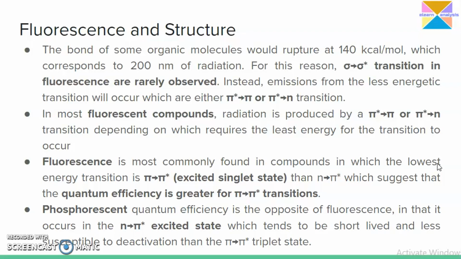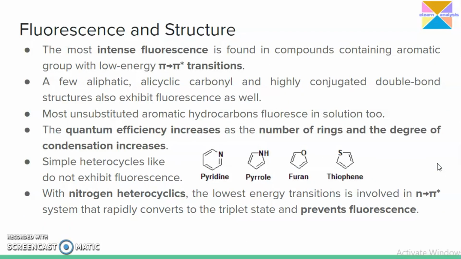So this is where the fluorescence is happening in the molecules which have pi to pi star transitions, and phosphorescence is happening in the molecule which shows n to pi star transitions. The most intense fluorescence in compounds is found in compounds containing aromatic groups with low energy, that is pi to pi star transitions. A few aliphatic, acyclic carbonyl and highly conjugated double bond structures also exhibit fluorescence phenomena.